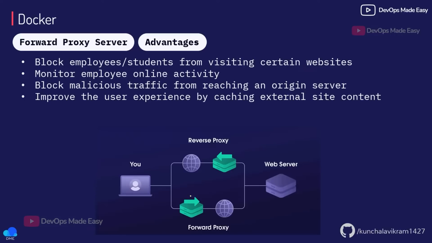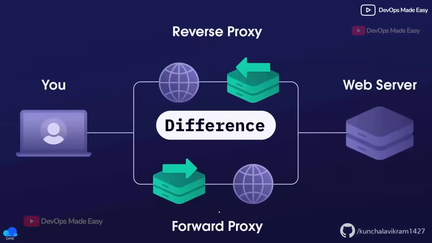You can also do some monitoring of the employees. Let's say the website that the user is trying to access is malicious. This forward proxy can detect it, because it is making the request, and it can block the request. That is also there. So that's the difference.